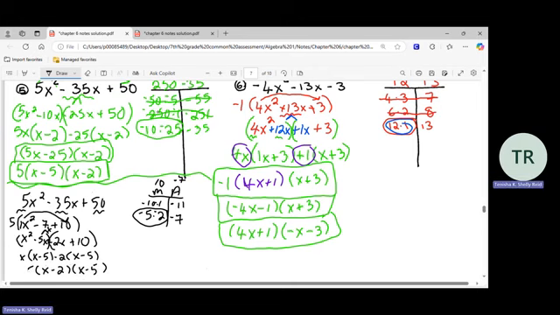And then the 5 from the beginning. So this answer is the same as that answer. Either one would work. All right, I'm going to do one more with you.